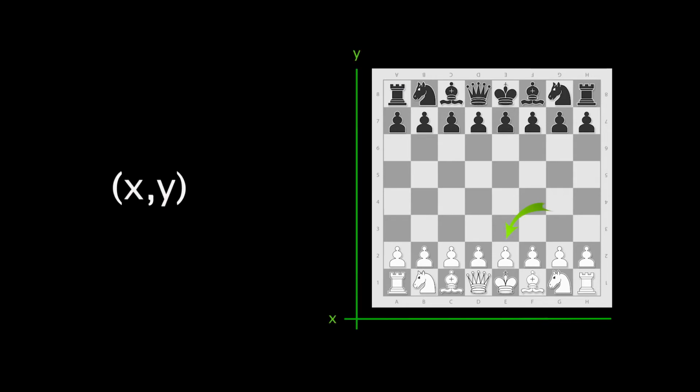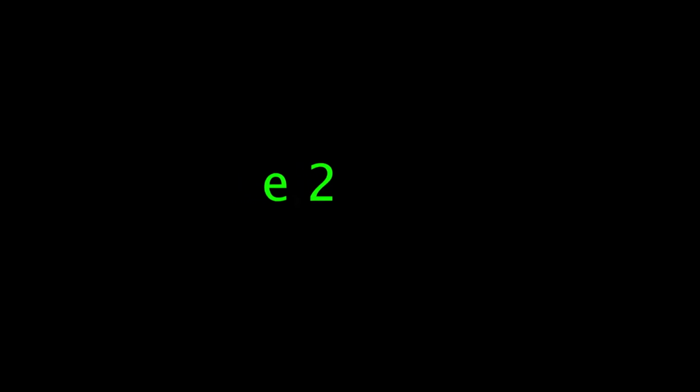Now let's say we wanted to identify the location of this pawn. We have to treat the board like a chart. First, we check the x-axis. Clearly the pawn's on the E file. Then, we check the y-axis, and we find it's in the second rank. So the correct notation would be E2.